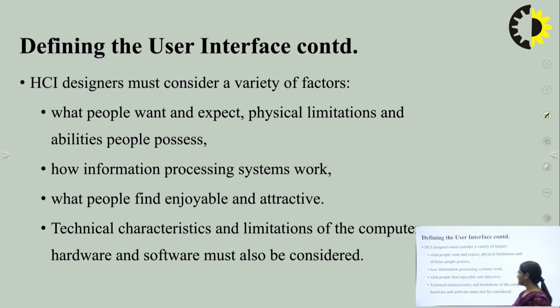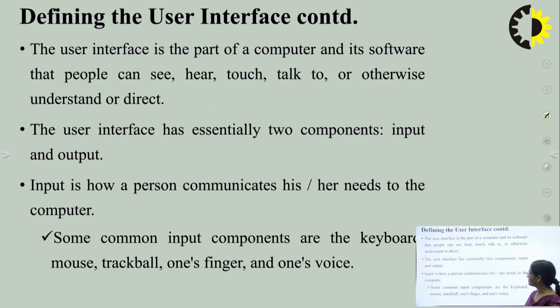Then the technical characteristics and limitations of the computer, which may be hardware or software, must also be considered for designing the user interface. The user interface is the part of the computer that people can see. That means if we are interacting with the computer, people can see, hear, touch, talk to, otherwise understand or direct. Also, the user interface is essentially two components. First one is the input and second is the output.